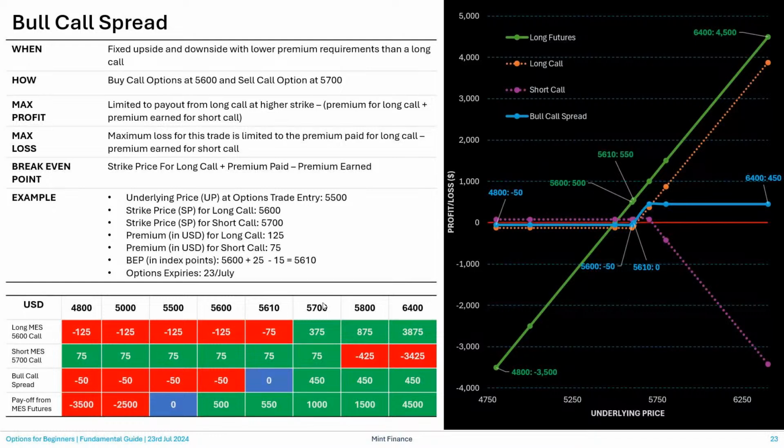And at the same time, we're getting a net credit because that short call at 5,700 is just going to expire worthless. So that's also a net credit we'll gain. That'll come up to $450. So beyond that point, as I mentioned, all of the profits from here will be offset equally by losses from the short call position. So it's just going to stay at 450 from that point onwards. So this was the bull call spread.